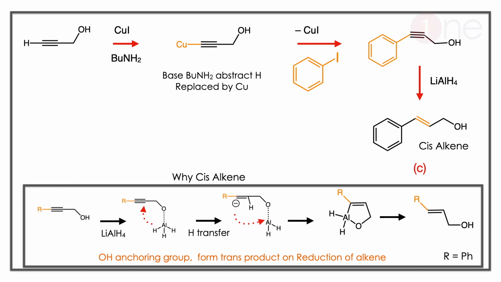Then the lithium aluminum hydride reduction will reduce only to the double bond. You might be surprised how lithium aluminum hydride reduces it to the double bond in cis form. Here is the reason why it is cis. This reduction is directed by a cyclic intermediate. This is the alkyne alcohol, R is the phenyl group there. First you attack with lithium aluminum hydride. There will be attack of aluminum and oxygen.